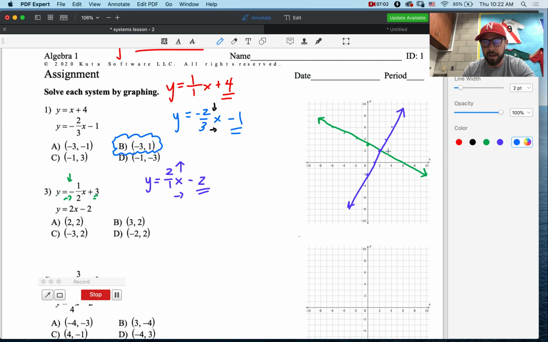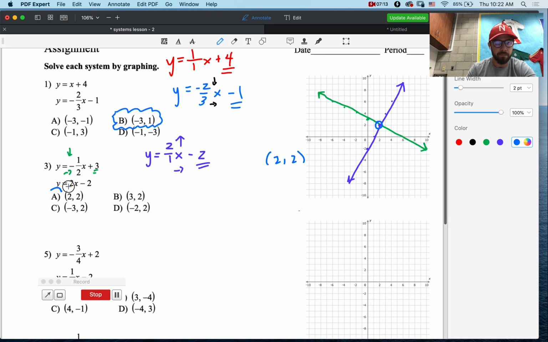Okay, and like I said, hey, this point right here is where they intersect. What is that? Right 2, up 2. So it looks like it's the point 2, 2. Do we see a 2, 2 down here? Yes, we do. Beautiful.